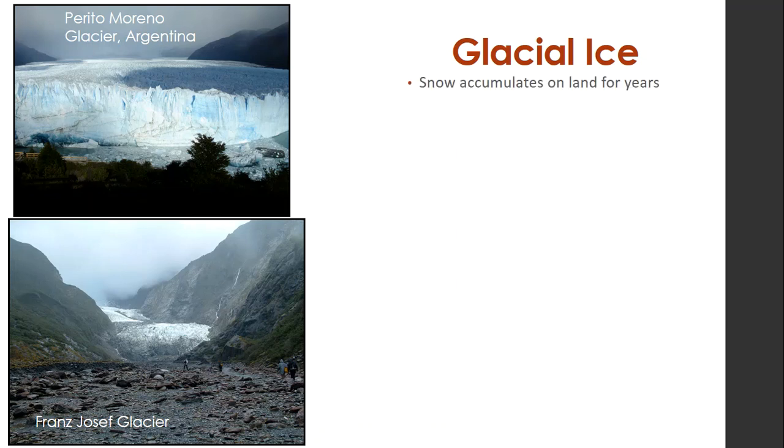So basically, how glaciers form is snow accumulates on land for years without melting at high elevations. So glaciers always begin at high elevations and high latitudes. You're not going to see a glacier near the equator. A glacier's end can be at sea level, but it's not forming there. And so this snow, after it accumulates, gets compacted into ice.